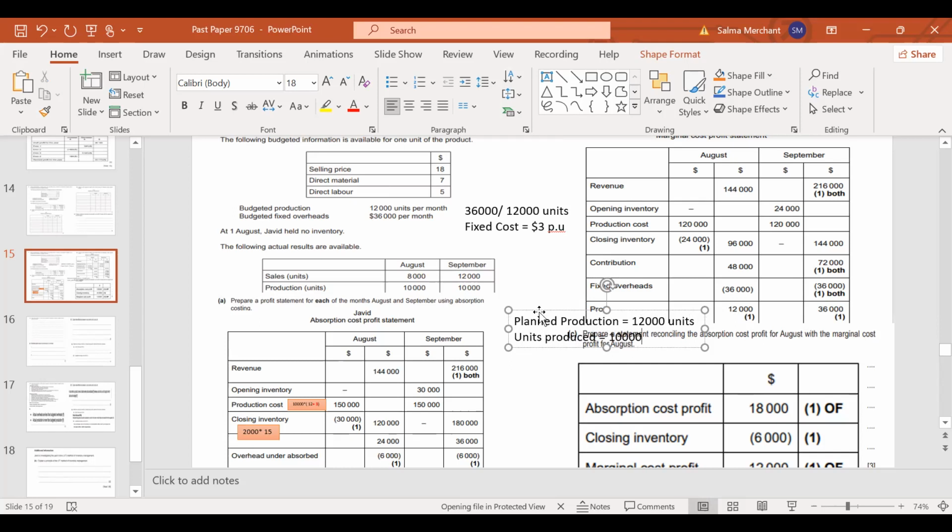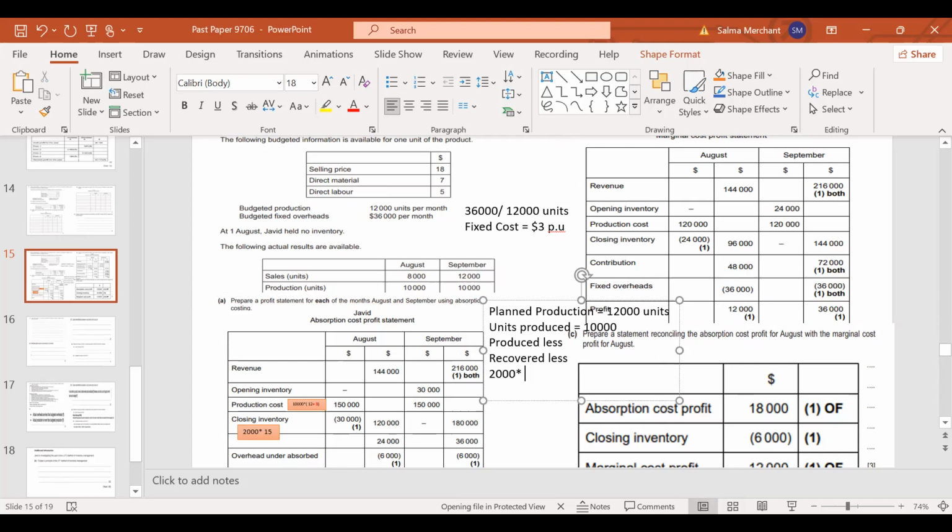What does this mean? That you produced less than what you were supposed to. So if you produce less, that means you recovered less. So when I say you produce less, you recovered also less. How much less did you recover? 2,000 units. 2,000 units into how much?